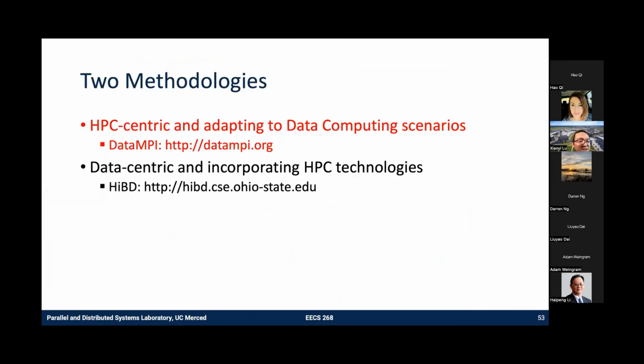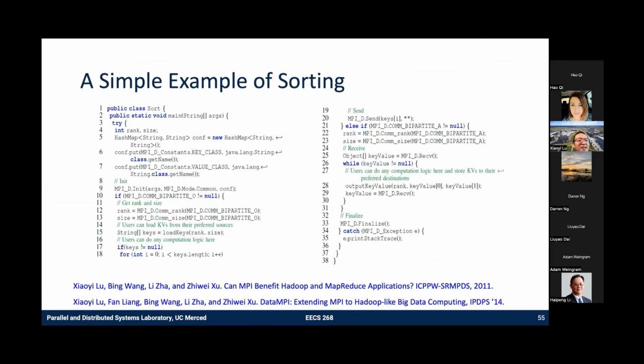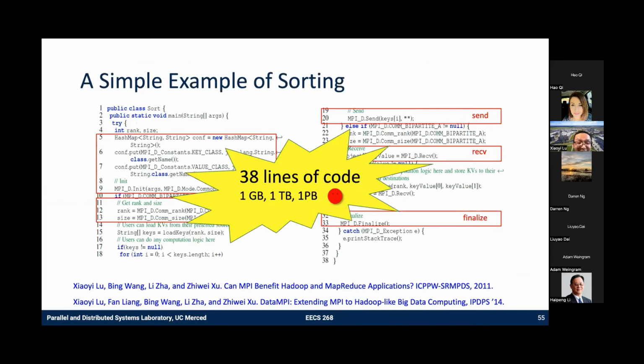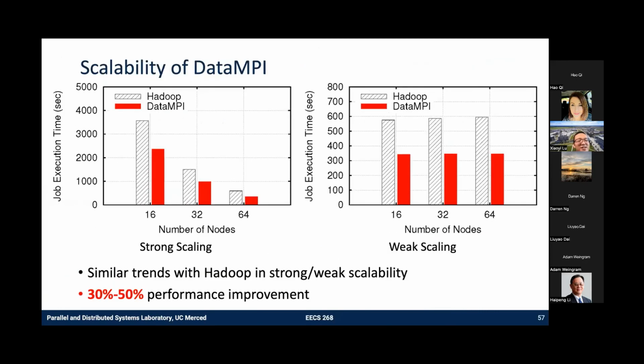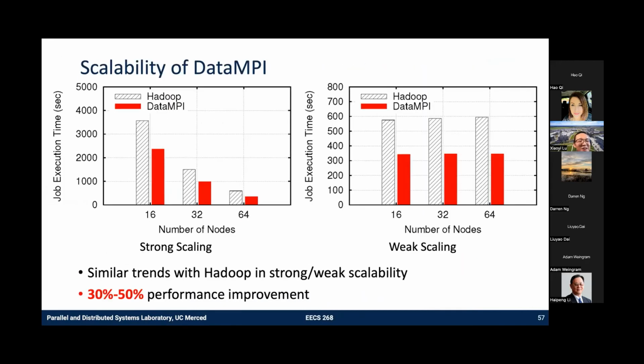Because I run out of time, I will just quickly show some numbers without talking too much about these details. Okay, this was the idea. You can see that we're able to write just 38 lines of code, and our solution will be scalable from 1 gigabyte to 1 petabyte. And if you see the numbers, we're much better than the state-of-the-art solution at that time. Like I said, this was my PhD work, so it's almost 10 years back.